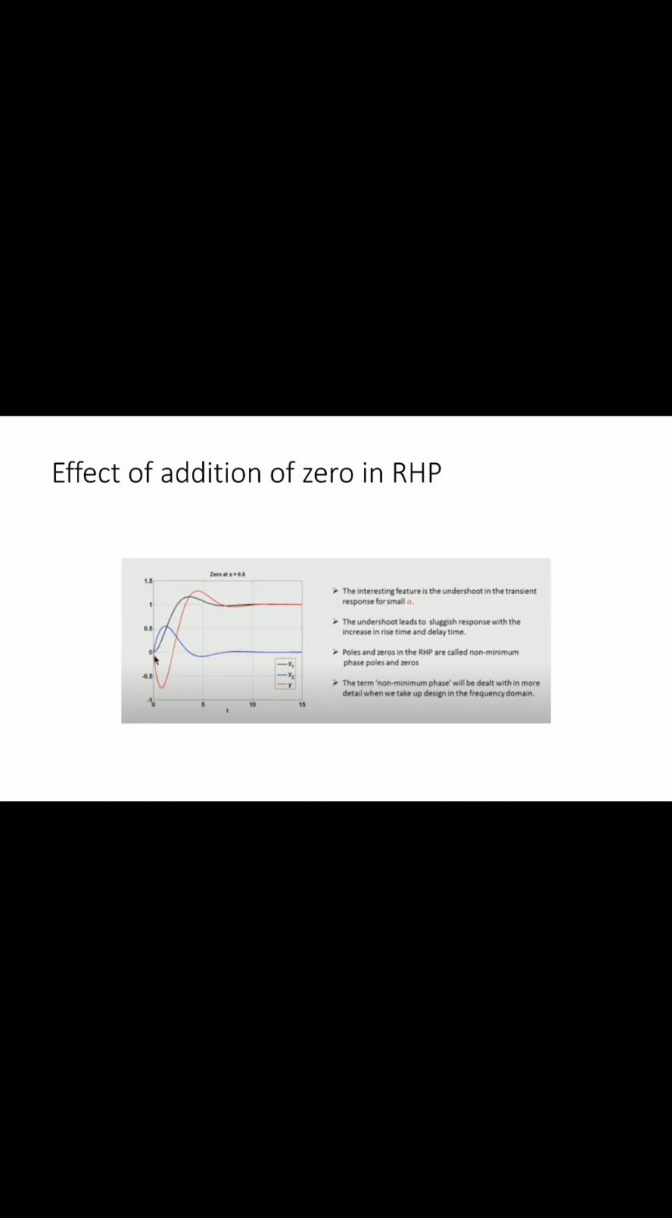You will notice that after adding a zero, we are getting an undershoot. If we are getting an undershoot, that means the system response is becoming sluggish, that means slow. So see, exactly the reverse effect to that of the addition of a zero in LHP. When we were adding a zero in LHP, we were obtaining overshoot. When we are adding a zero in RHP, we are obtaining an undershoot. When we were adding a zero in LHP, the response was faster, whereas when we are adding a zero in RHP, the response is slower. So this is what you need to remember.